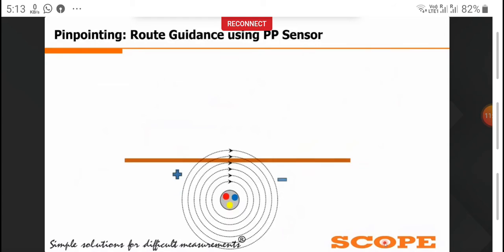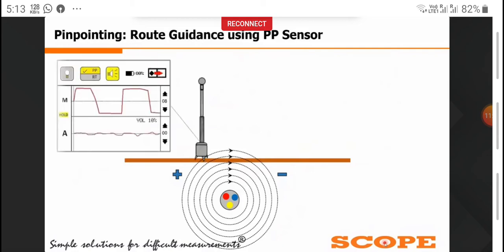Okay, in this slide you can visualize that whenever we are applying surges to the cable, an electromagnetic field is created around the cable. So whenever we keep the sensor on one side of the cable, we will get a positive reflection received in the magnetic channel.